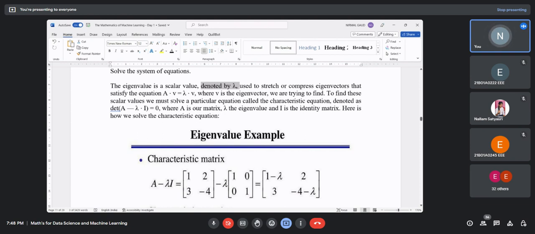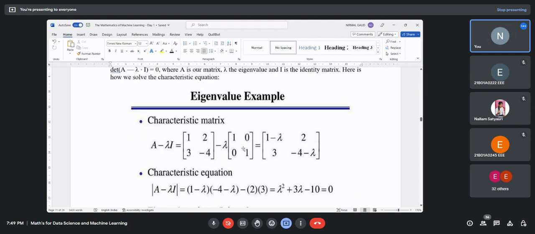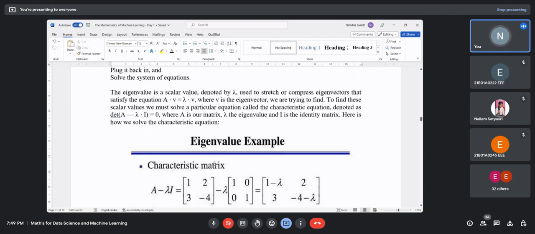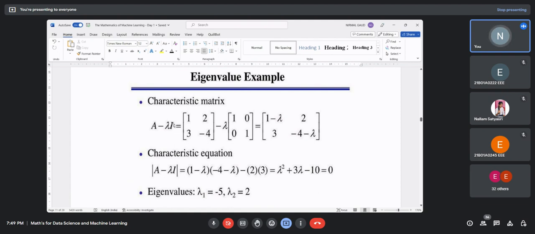So if I have the equation A dot v equal to lambda dot v, that means v is an eigenvector and we are trying to find its value. All right, so for example, here I have a matrix A: 1 2 3 minus 4. Lambda is a value. What value? Eigenvalue. And I is an identity matrix, which is 1 0 0 1.